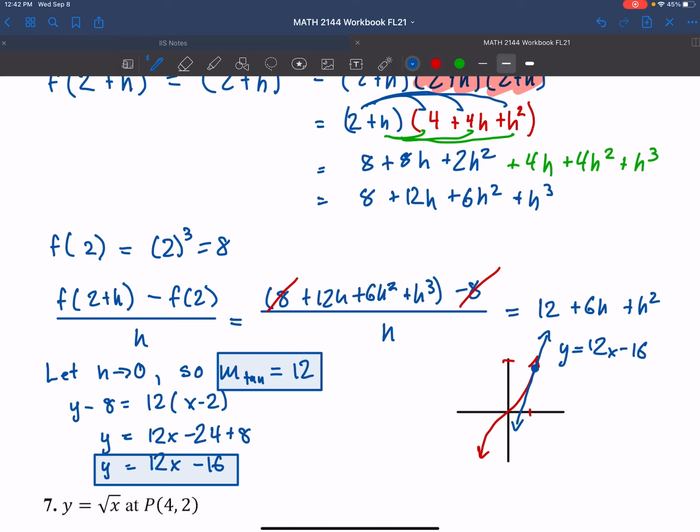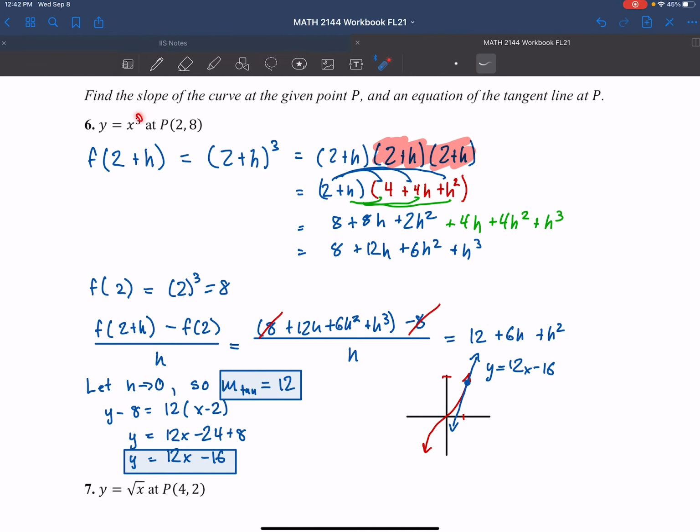Let me ask this question, just to see if the ideas are clicking. Does this function, y equals x cubed, ever have a tangent line whose slope is negative? It does not. Because think about the graph of this function. Is this function ever going to be decreasing? No. It increases on its whole domain, so the tangent lines are going to just be positive.